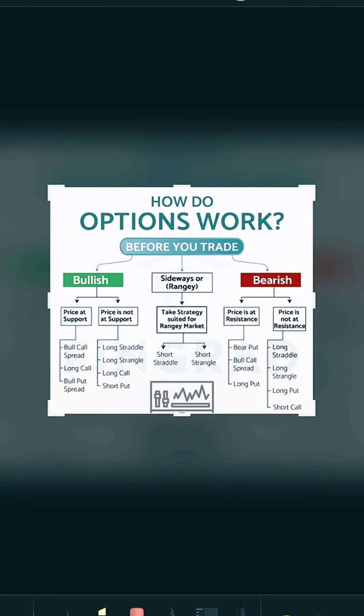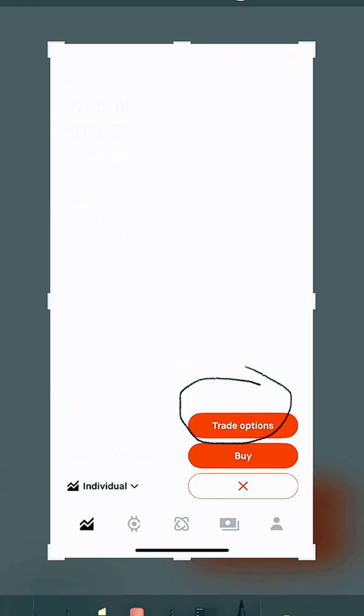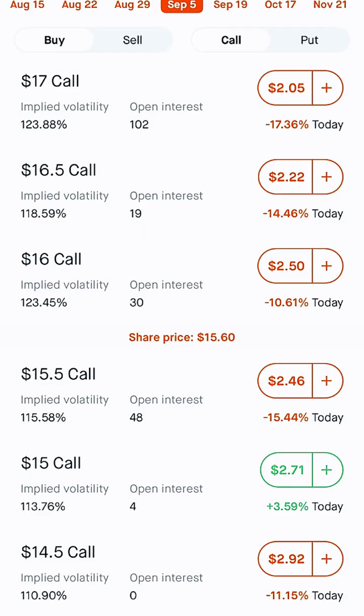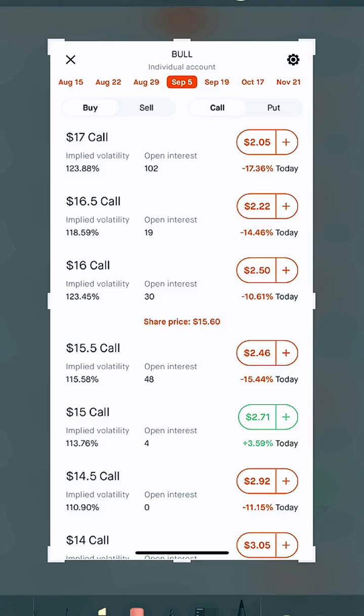All right, so where was we at? All right, so yeah, you go to trade options. It's called a long call because I don't own 100 shares of Webull, so I'm going to trade it. And one contract will be equal to 100 shares. So Webull is trading at the price of $15.60 right here, right?